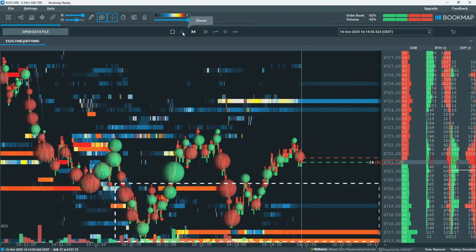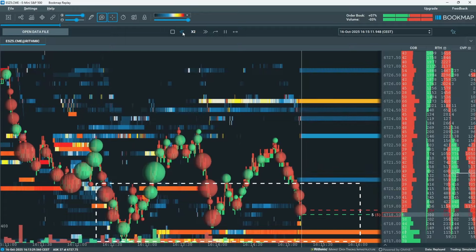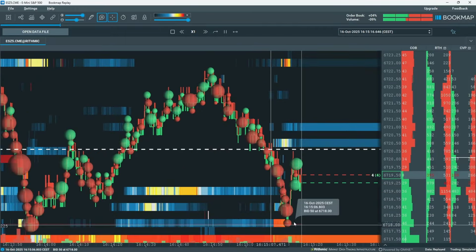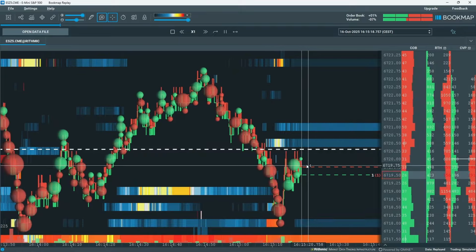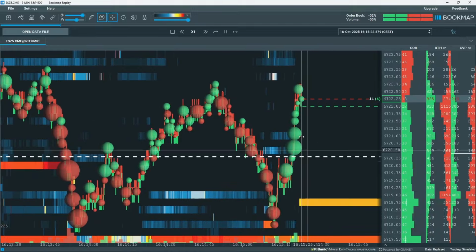And let's wait for the pullback. Here we go. It's pulling back. Selling is a little bit weaker. As you can see, it dwindles right over here, small selling. And here you could get in already. This is some strong buying coming in. And boom, there you go.